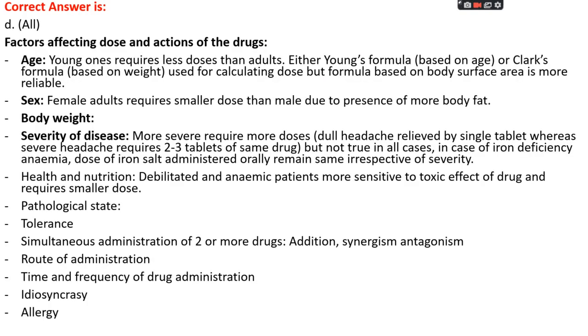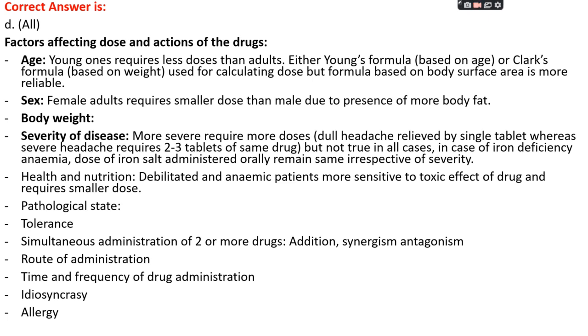Okay. The factors affecting the dose and action of the drugs: if we see age, a young one requires less dose in comparison to the adult one. If we apply either Young's formula, which is based on age, or Clark's formula, which is based on weight, for calculating the dose, the formula based on body surface area is actually the reliable one for dose calculations.